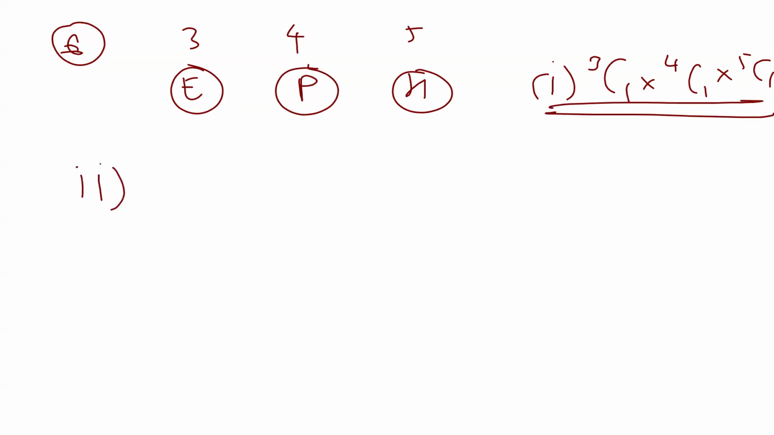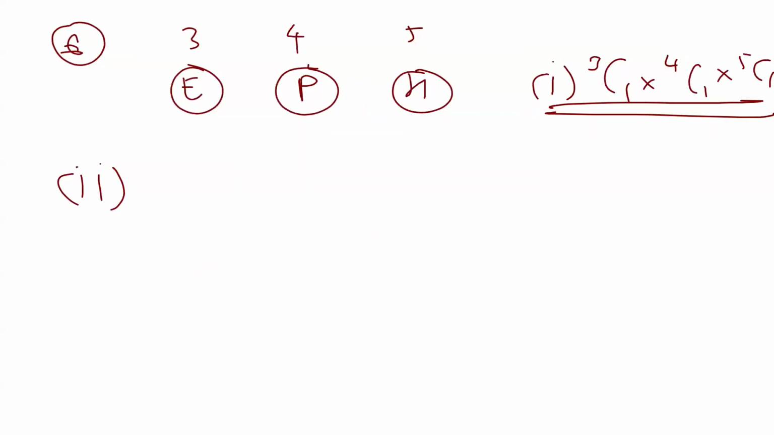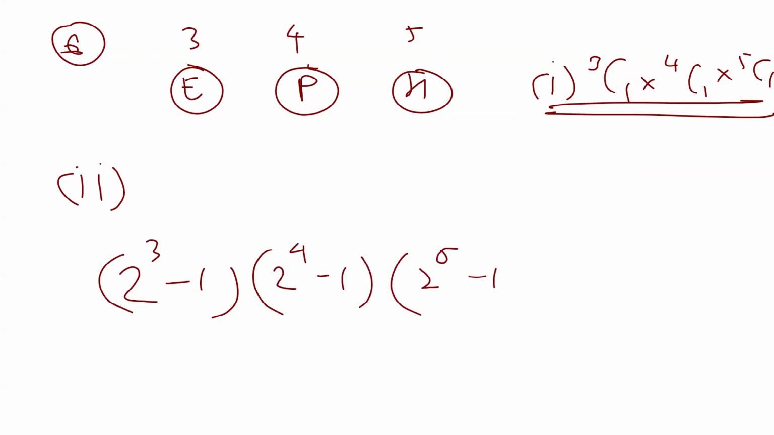Second one. Now we need to select at least one from each subject. Now we go back to this particular concept. Out of n objects, we need to select at least one: 2 raised to n minus 1. So for eco, it will be 2 raised to 3 minus 1. And for political science, it will be 2 raised to 4 minus 1. For history, it will be 2 raised to 5 minus 1. Fine. So that's how you should complete this particular problem.